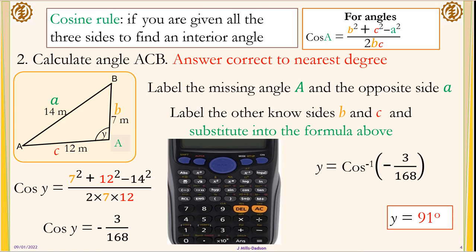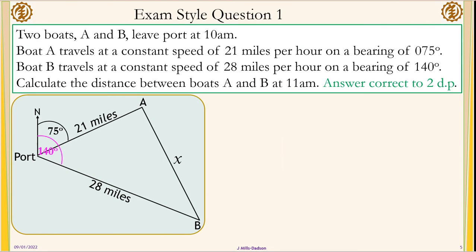So know the difference between the angles and the sides. They are different. I'm repeating again. To use cosine rule for an angle, all the three sides must be given. To use cosine rule for a side, you must have two sides with included angle. Now exam style question, pause it and read the question.